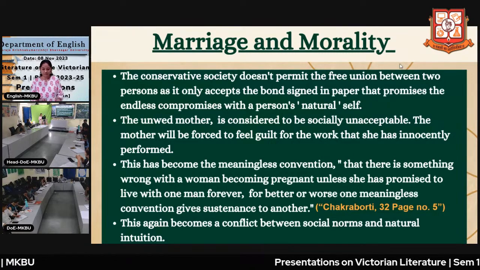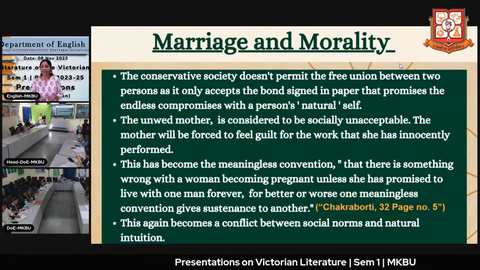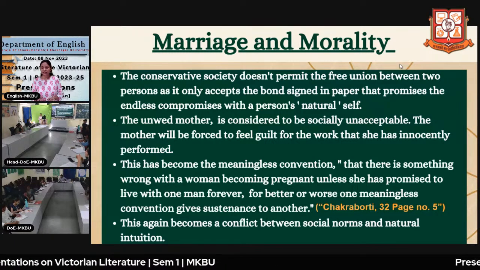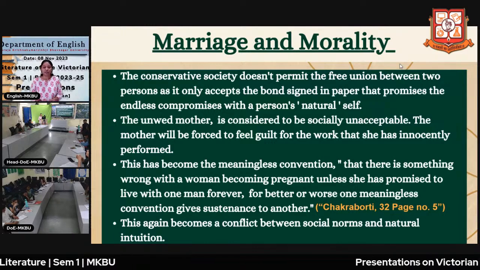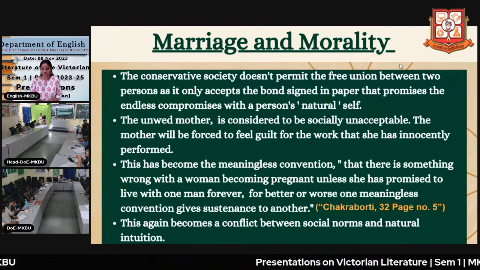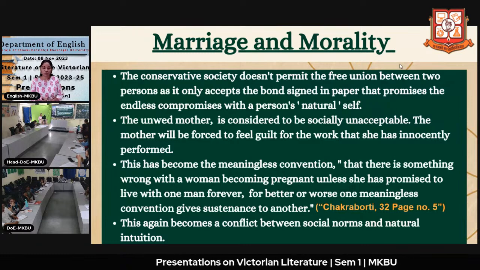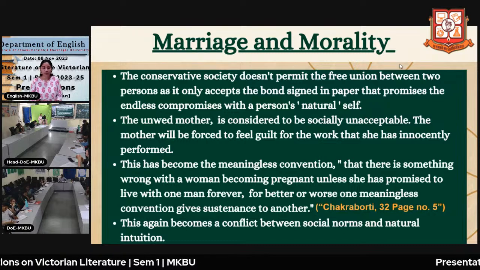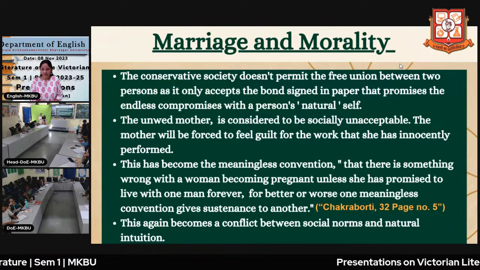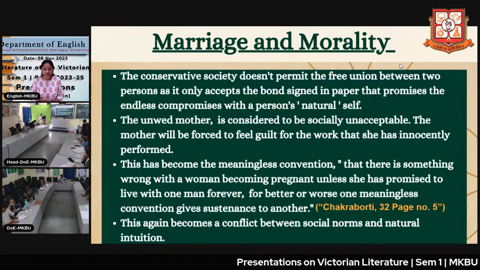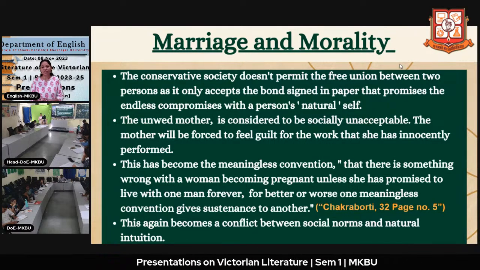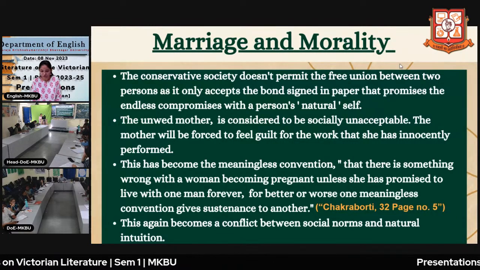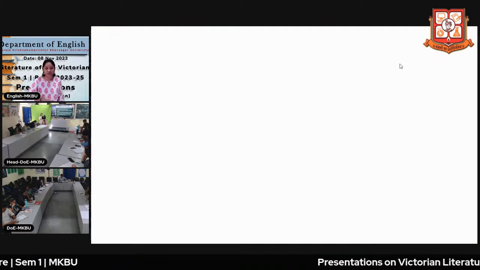The unwed mother is considered socially unacceptable. The mother will be forced to feel guilt for what she has innocently done. This has become the meaningless conviction that there is something wrong with a woman becoming pregnant unless she has promised to live with one man forever. But for better or worse, one meaningless conviction gives sustenance to another. Yes, it is so. This again becomes a conflict between social norms and natural intuitions.